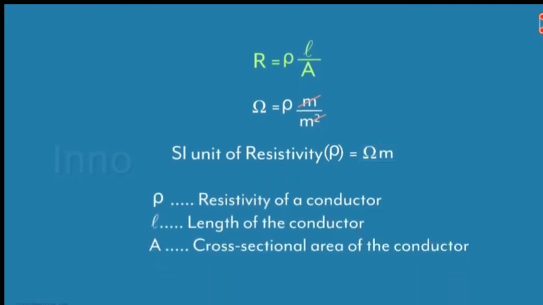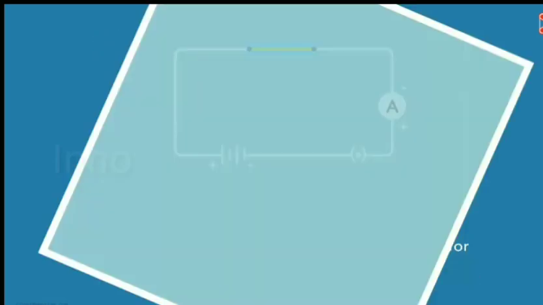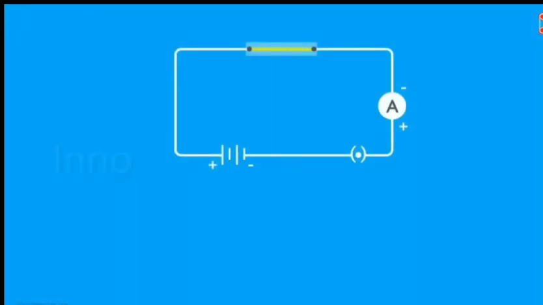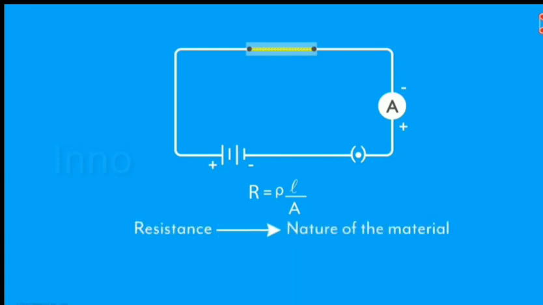We will understand resistivity in detail in the next video. But before we end this video, let's quickly review what we learnt. The resistance of a conductor is directly proportional to its length and inversely proportional to its cross-sectional area. And it also depends on the nature of the material. If the material has a low resistivity, its resistance will be lower, and if it has more resistivity, its resistance will be higher.